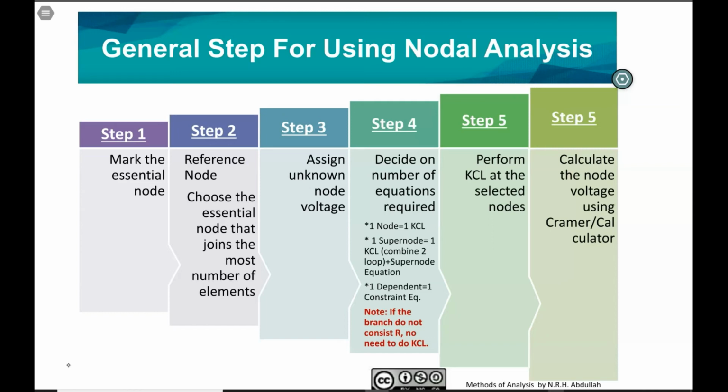And if the circuit consists of a dependent source, either a current source or a voltage source, add another equation, which we call a constraint equation. But if the branch does not consist of a resistor, there is no need to do the KCL. For example, if the branch only consists of a voltage source, it means that you cannot find the current by using only that voltage source. Then step number 5 is to perform the KCL at the selected node. And for step number 6, you have to calculate the node voltages using Cramer's rule or a calculator.